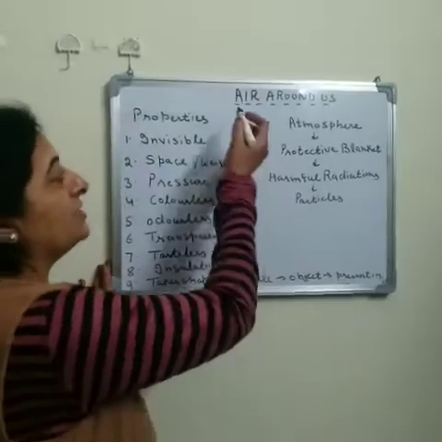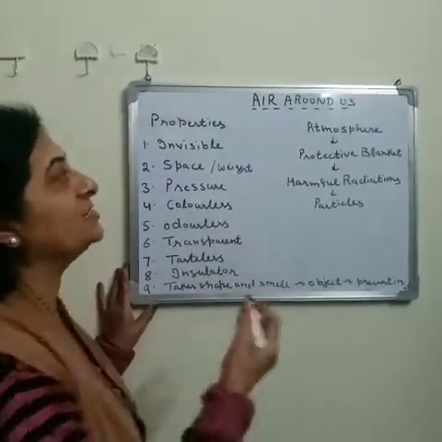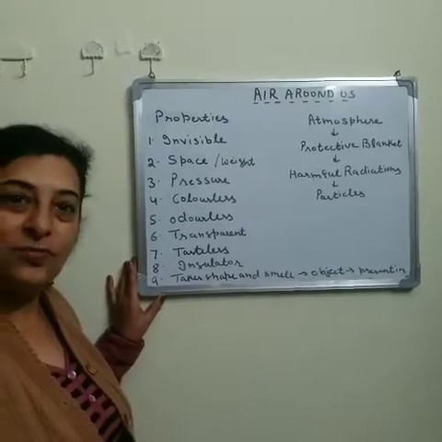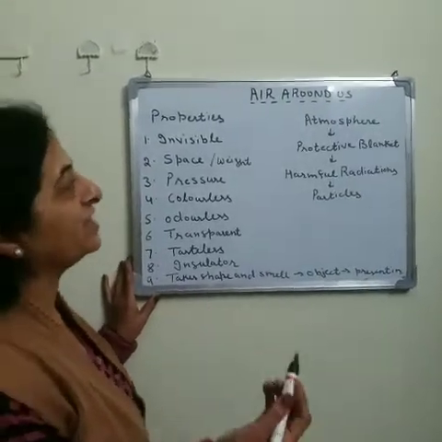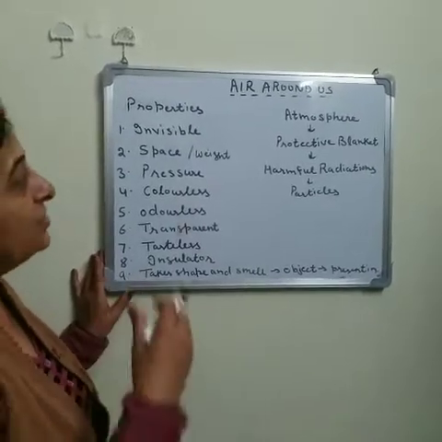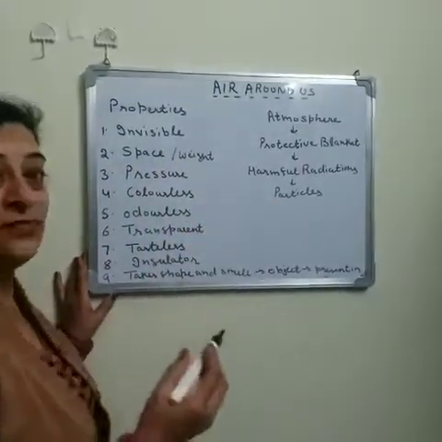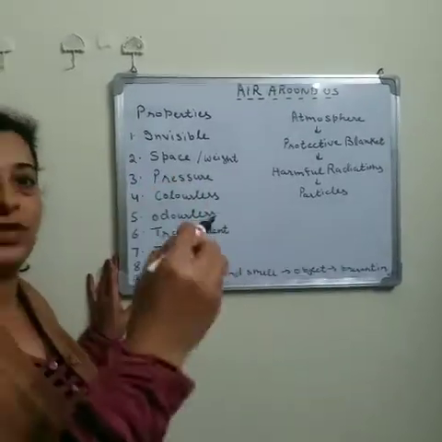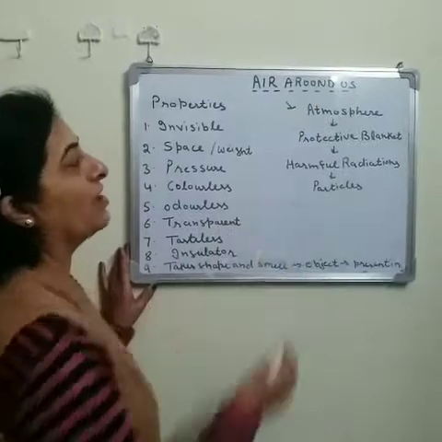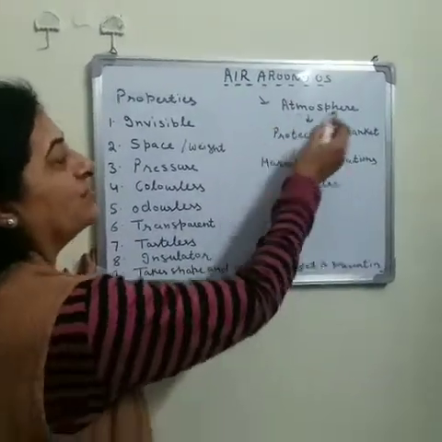So air is a mixture of the gases present all around, and the space where air is not present is known as vacuum. Vacuum means air is not present. And you know the air is present everywhere. There is a thin layer of air around the earth, and this thin layer of air around the earth is known as atmosphere.